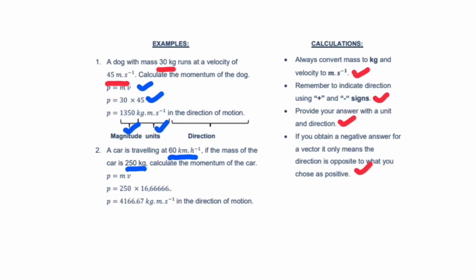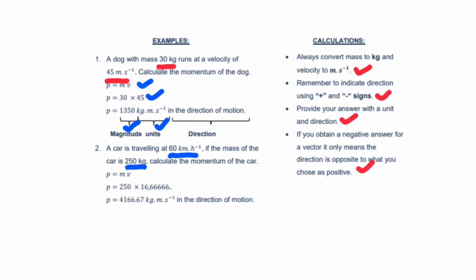How do we do that? We divide by 3.6. If you divide by 3.6, you're going to get 16.66666, 6 recurring. So if your velocity is in kilometers per hour, you divide by 3.6 to convert it to meters per second. That's all you have to do. Not only in this problem, even if you come across a different problem, if the velocity is in kilometers per hour, you just divide it by 3.6 to convert it to meters per second.